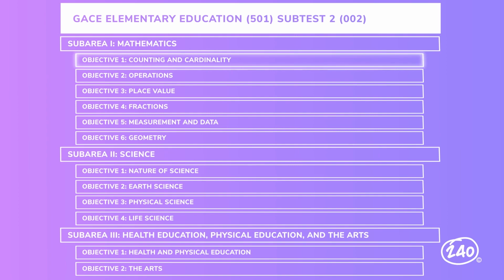But for now, let's take it from the top and talk about some of the most important things to know. The first objective is all about counting and cardinality. This covers the basics of understanding numbers. So you'll need to know how to help students compare and order the different numbers they're working with. So just the literal foundation of all other math skills.